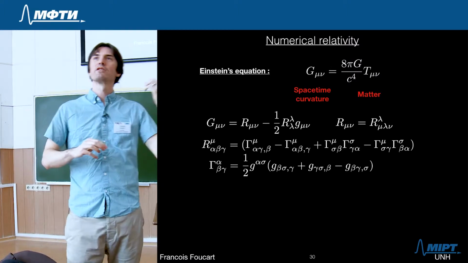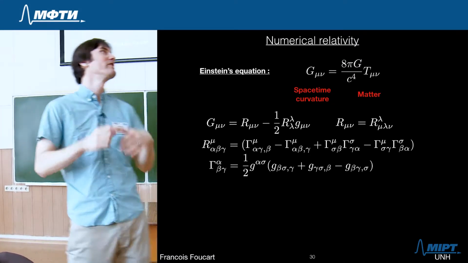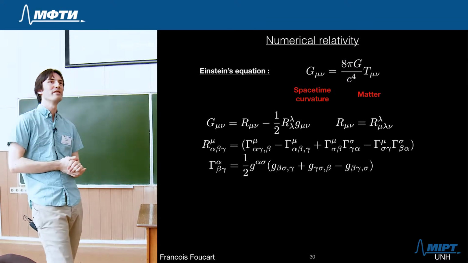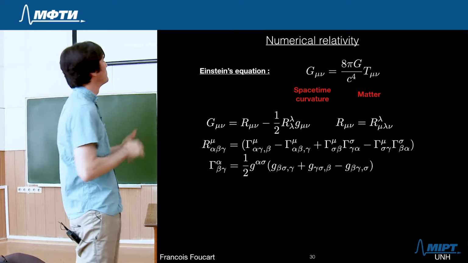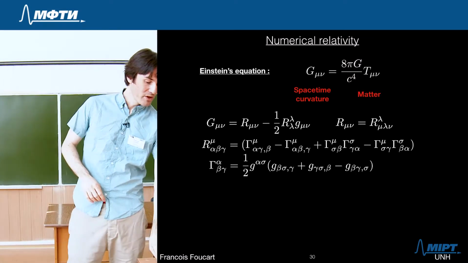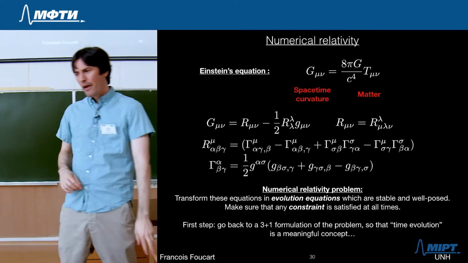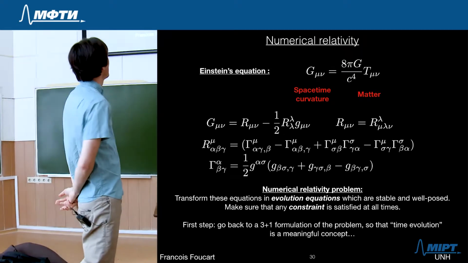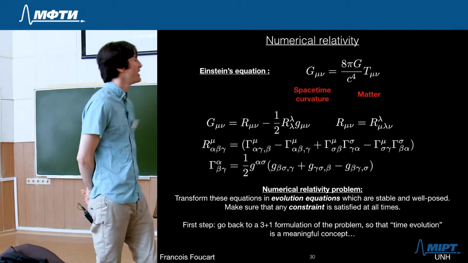So because G is symmetric, that's 10 coupled nonlinear equations involving second order derivative of the metric, involving both spatial and time derivatives of the metric, assuming even that you know what spatial and time means in general relativity, which is not an easy question itself. So one of the first challenge for numerical relativity is to actually take these complicated equations and write them in a way that you can evolve them on a computer.